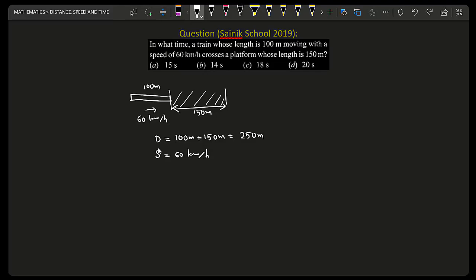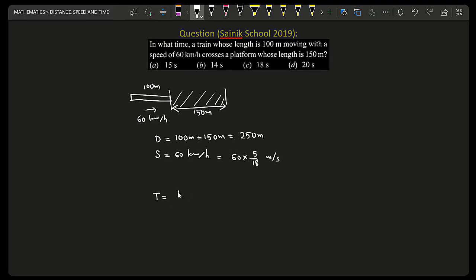Convert from kilometer per hour to meter per second, with which number are we going to multiply? Sir, multiply by 18 by 5. Wrong. Meter per second to kilometer per hour, you multiply by 18 by 5. Kilometer per hour to meter per second, you multiply by 5 by 18. Okay. Now, 60, you just multiply by 5 by 18. Then the units will be converted to meter per second. Now, let us calculate the time.